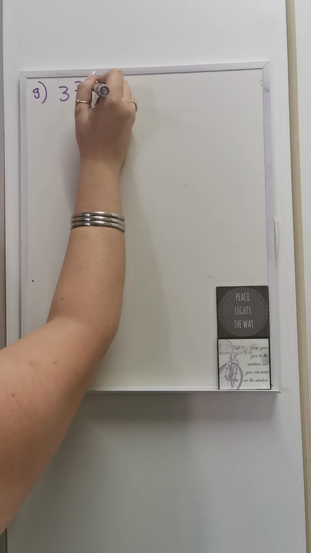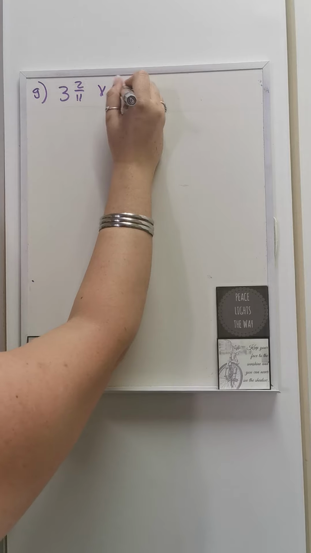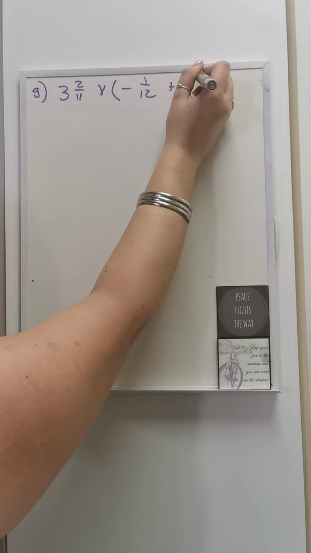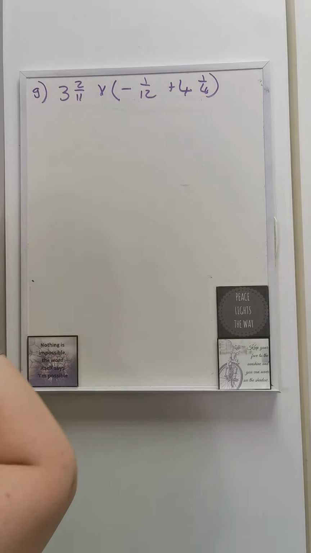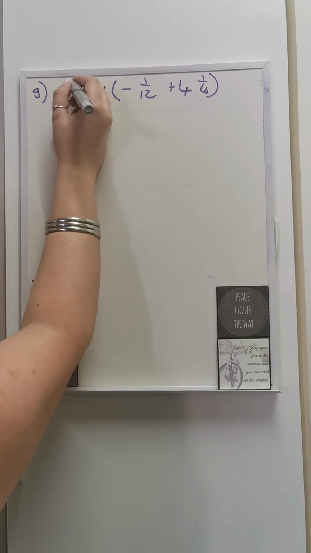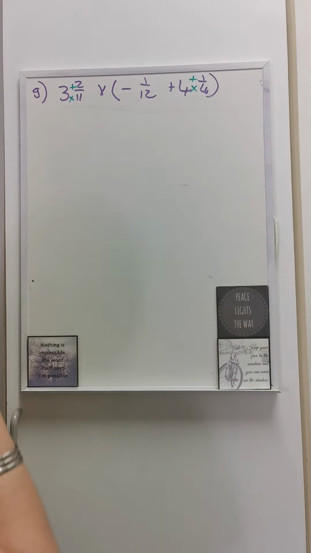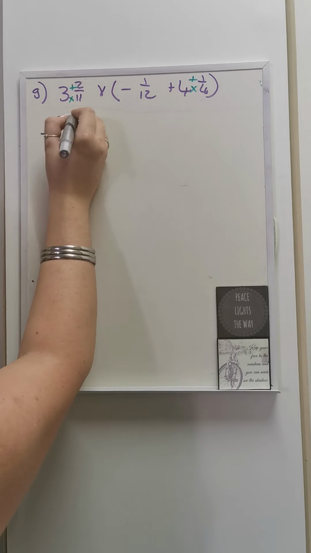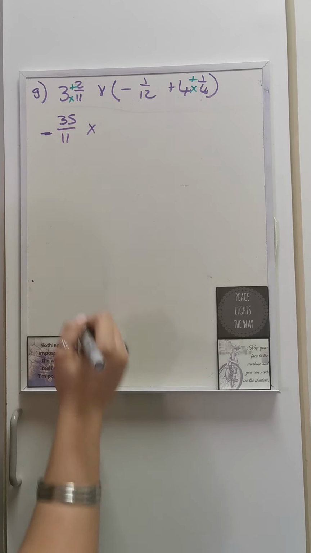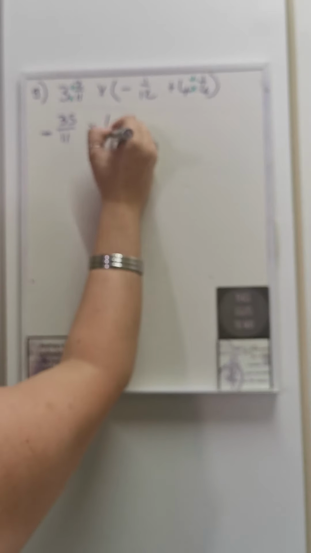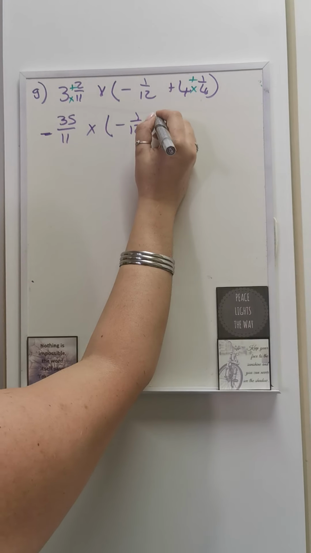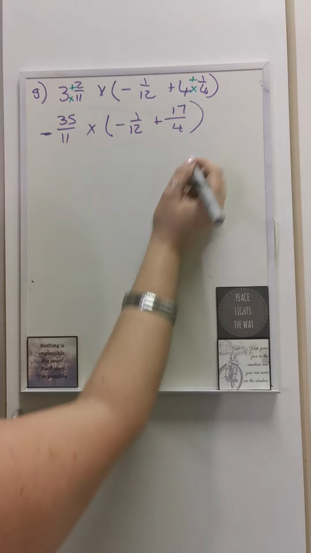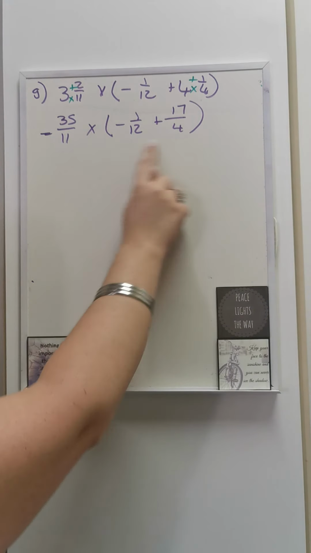3 and 2 over 11 times negative 1 over 12 plus 4 and a quarter. Okay, remember, first of all, I change all mixed numbers into improper fractions. 35 over 11 times negative 1 over 12 plus 17 over 4. Okay, BODMAS tells me I must do my brackets first.